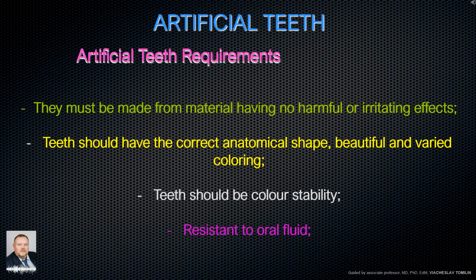Artificial teeth used to replace dentition defects must meet certain requirements. They must be made from material having no harmful or irritating effects. Teeth should have the correct anatomical shape, beautiful and varied coloring to make up for a lack of chewing function and aesthetic violations. The color of artificial teeth imitates the natural transition, from a lighter color and translucent cutting edge to a more intense and dark staining of the cervical area. Teeth should be color stable and resistant to oral fluid.